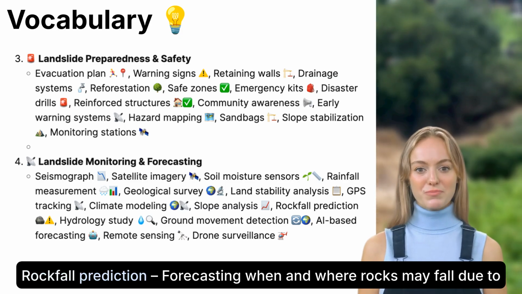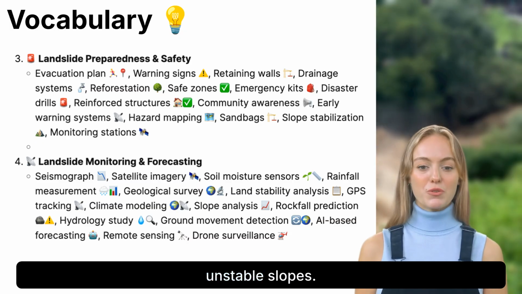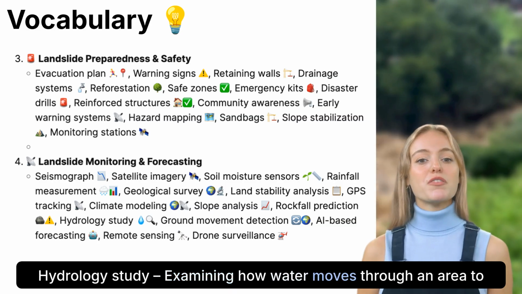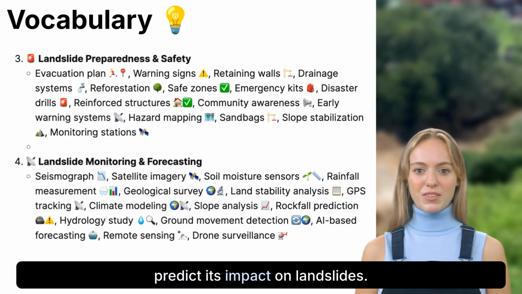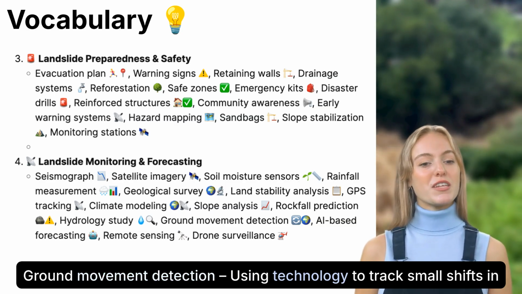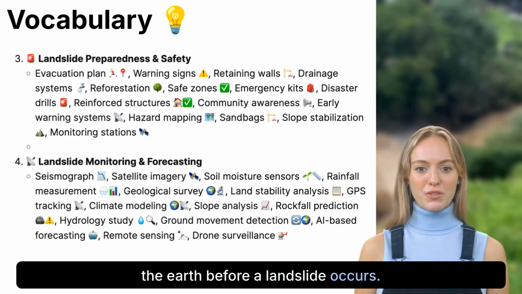Rockfall prediction. Forecasting when and where rocks may fall due to unstable slopes. Hydrology study. Examining how water moves through an area to predict its impact on landslides. Ground movement detection. Using technology to track small shifts in the earth before a landslide occurs.